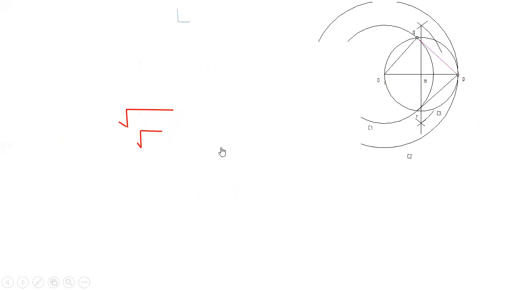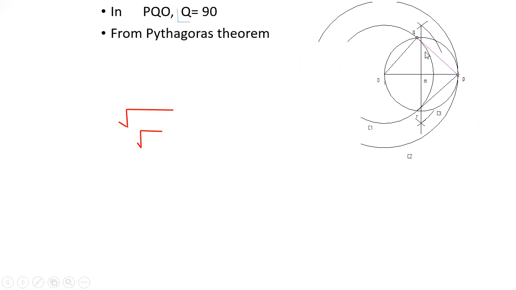Now, justification of the second part, that is measurement. In triangle PQO, the angle at Q is equal to 90 degrees, isn't it? Since it is a right angle triangle, from Pythagoras theorem, hypotenuse square is equal to the sum of squares of the other two sides, isn't it? I hope you all are aware of this.